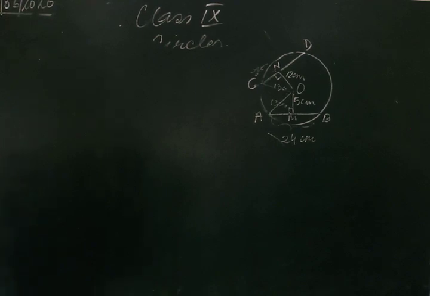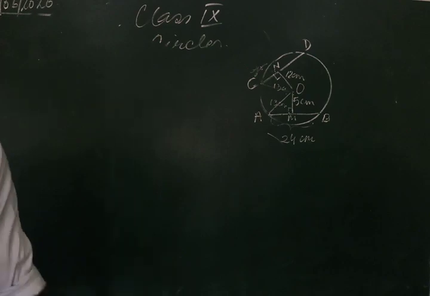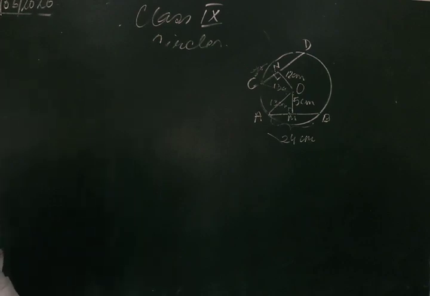Next question, what you are going to do? Now, let's see. The question may be asked as, in a circle of radius 5 cm, AB and CD are two parallel chords of length 8 cm and 6 cm respectively. Calculate the distance between the chords if they are on the same side of the center.